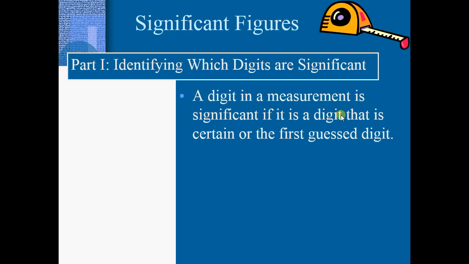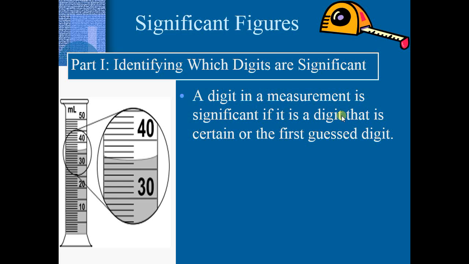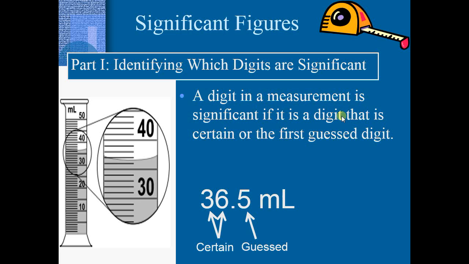Now remember, in a measurement, a digit is significant if it is the digit that is certain or the first guessed digit. So let's say, for example, I was reading this graduated cylinder. We would look at that and say, okay, well, 36.5 milliliters. The 3 and the 6 we're sure of. The 5 we're guessing at. So those two are certain. The 5 is a guessed digit, but all of those digits are significant because I either know what they are for sure or have a really good idea of what they are. So this particular measurement here has 3 digits. All are significant, so it has what we call 3 sigfigs.